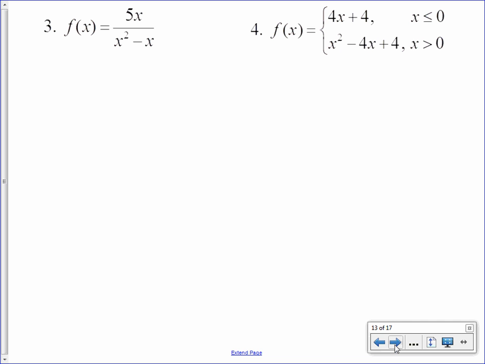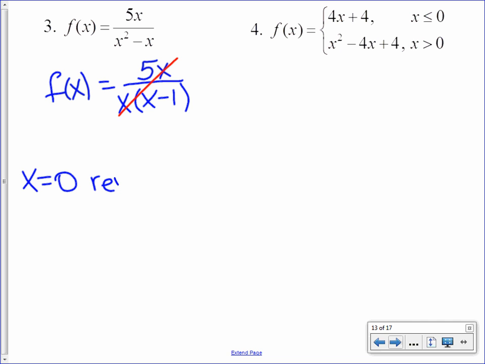What should we probably do with this equation? Let's factor it to see if we can simplify. So we have 5x over... okay, sorry. So we can cancel out our x's. So what is happening at x equals 0? A hole. So at x equals 0, we have a removable discontinuity.